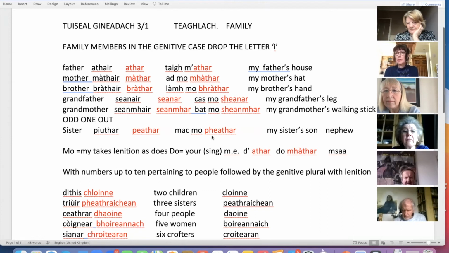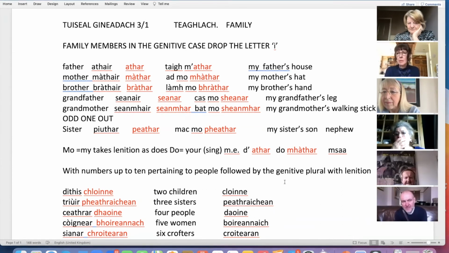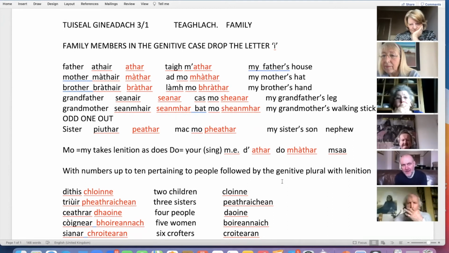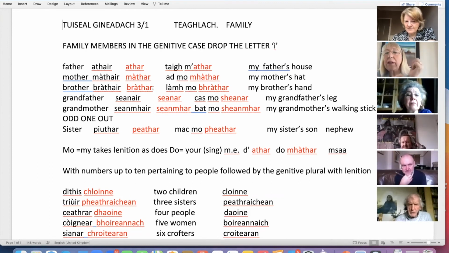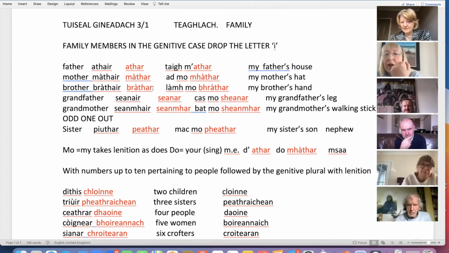Can I just go back to that again? Because you're saying the difference between bràthair and bràthar. Bràthair is the nominative, the word. But bràthar is the genitive. And then that leads into the plural, which is bràithrean. And bràithrean is the Gaelic for brothers.